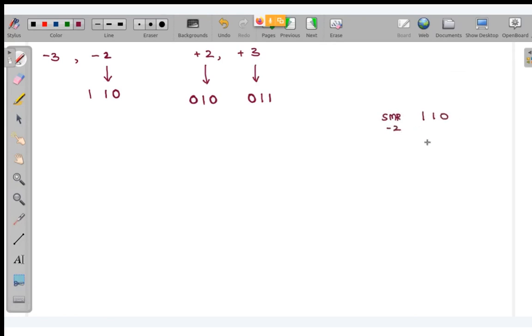So once again you need to take what? 1's complement. So this will be 1's complement. If you take 2's complement, you need to add 1 to this, so that will be 1 1 0. So that is what I have done. Now if you take 2's complement of minus 3, that will be 1 0 1. So this is minus 3 in 2's complement. So I have written minus 3 and minus 2, everything in 2's complement.